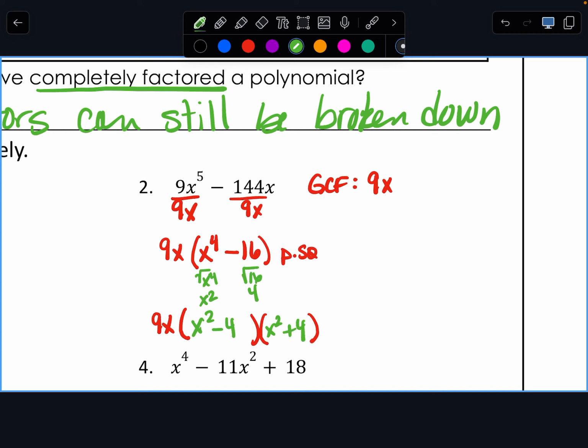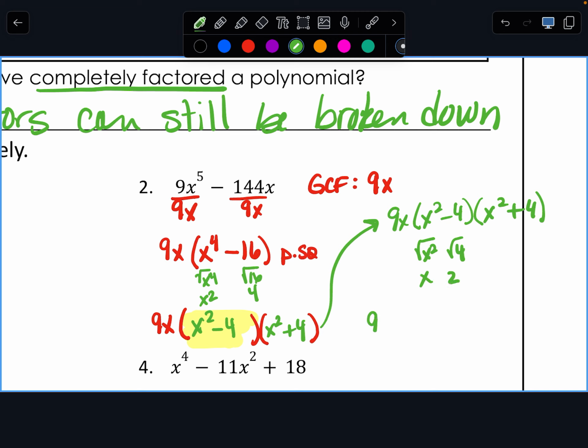But what is this? This is also a perfect square. So I got to do it again. So then we take 9x times x squared minus 4, x squared plus 4. And we take the square root of x squared and the square root of 4 so that I get x and 2. And that's 9x times x minus 2, x plus 2, x squared plus 4.